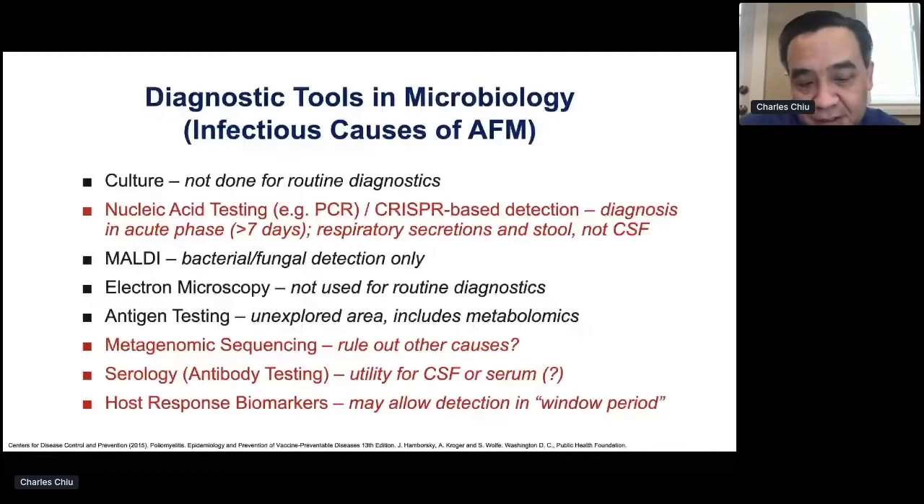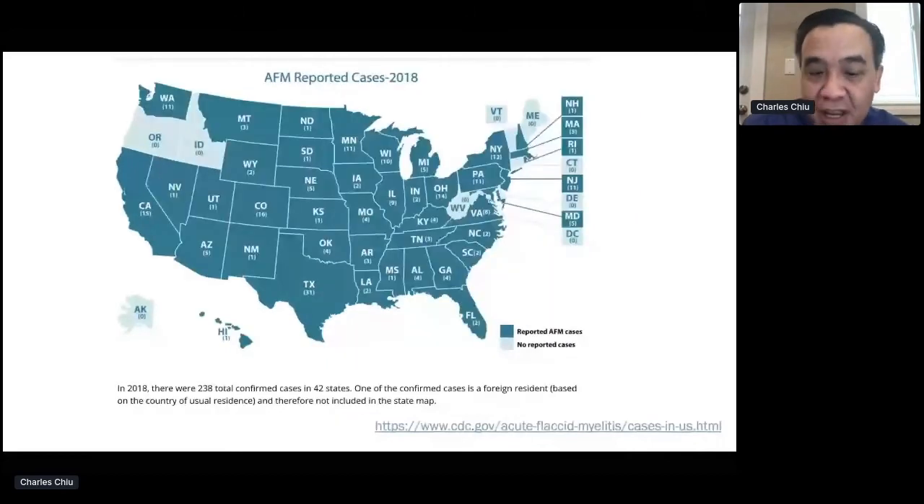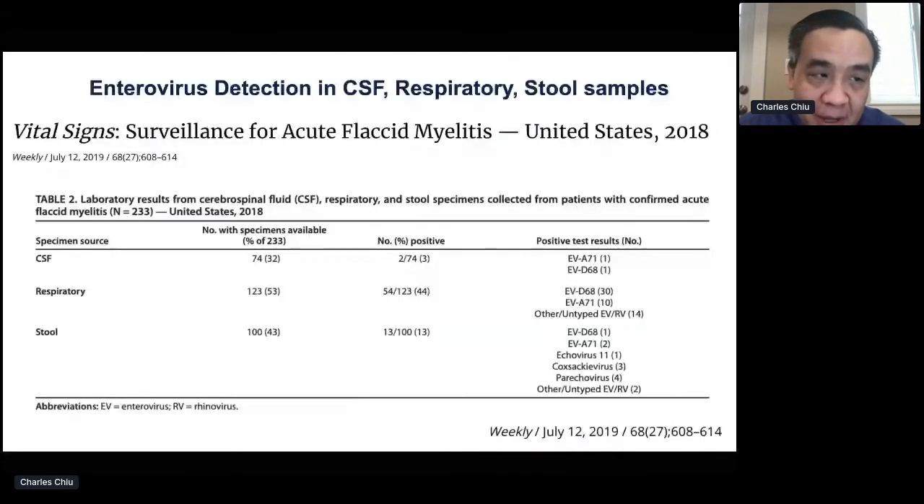So if we think about this year in 2020, there have been 9 confirmed cases. So if there will be an outbreak this year, we're sort of at the very beginning of an outbreak. But let's go back to 2018, where there were a total of 238 confirmed cases in 48 states. If you look at this from the Morbidity and Mortality Weekly Report, you can see that the laboratory results from specimens collected from patients during the 2018 outbreak really show that very rarely can you detect enteroviruses in spinal fluid.